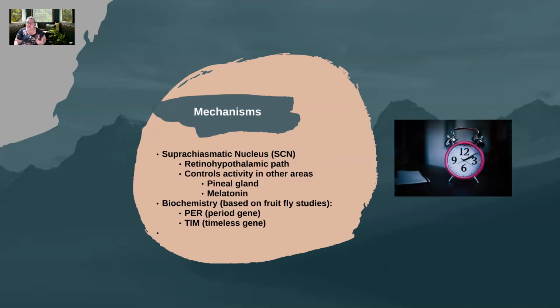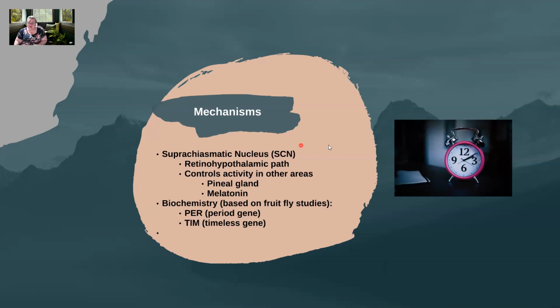So the retinohypothalamic path is that special path, and it has a special population of ganglion cells that have their own photopigment called melanopsin. Unlike the ones found in rods and cones, these special ganglion cells receive input from rods and cones, but even if they don't receive that input, they can respond directly to light. So it's this special pathway that can reset the suprachiasmatic nucleus.